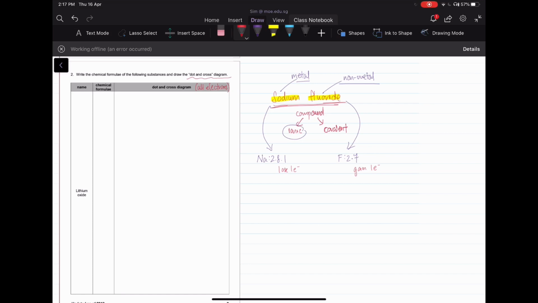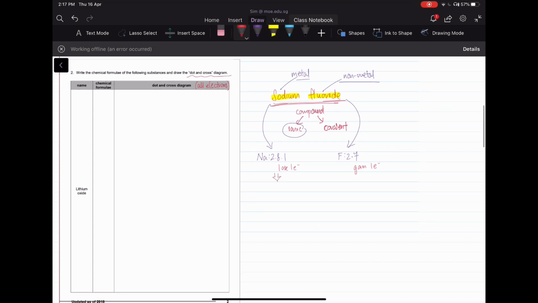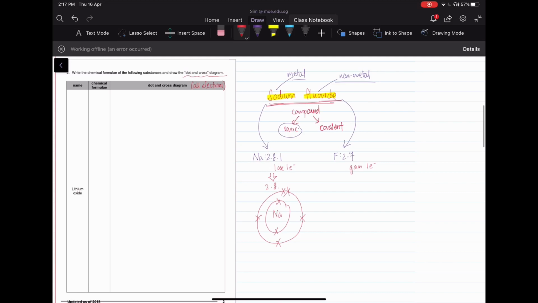When this sodium loses 1, I know that it's no longer 2.8.1. It's 2.8. So when I draw it out, I'll draw sodium like that. 2. And the second shell with the 8 electrons. So it will look something like this. North, south, east, west. Okay, because I lost the electron already, I'm an ion now. And ions must have the bracket and the charge. Because I lose 1 electron, and electrons are negative, if I remove something negative from my life, I now have a positive charge.